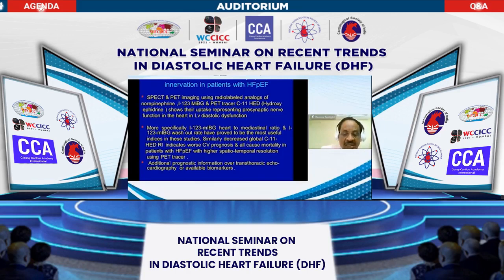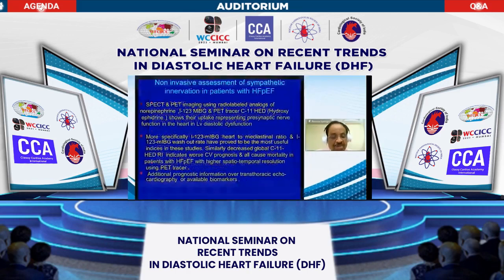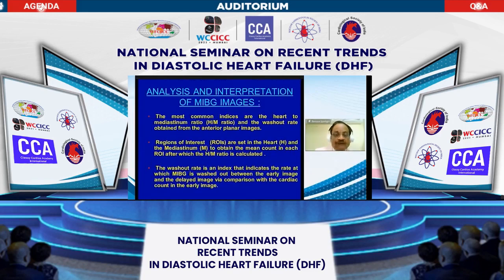With higher spatio-temporal resolution using the PET tracer, but still iodine 123 MIBG is the best. It gives additional prognostic information over transthoracic echocardiography or available biomarkers. Echocardiography cannot tell you the prognosis. So prognostic information can be obtained if we do iodine 123 MIBG or C11 HED PET tracers. So how do you analyze that?